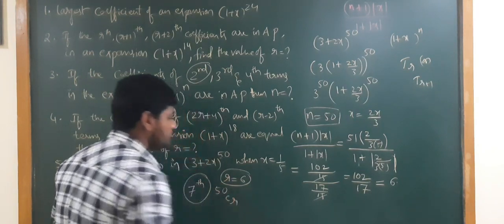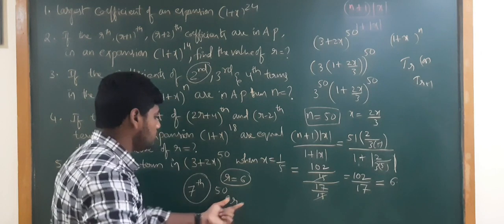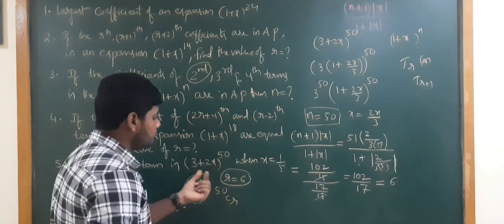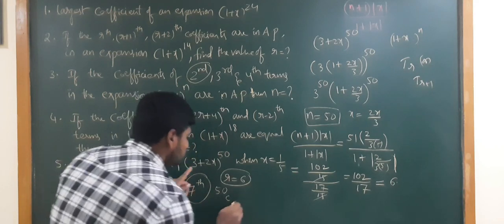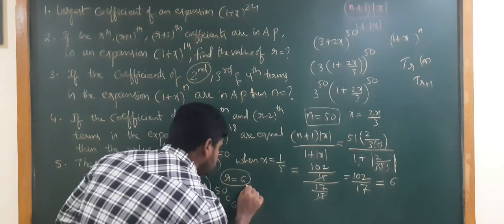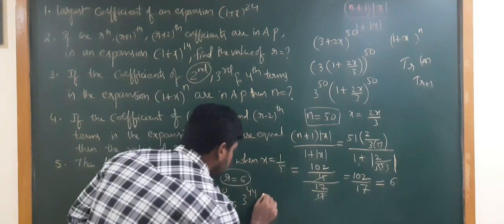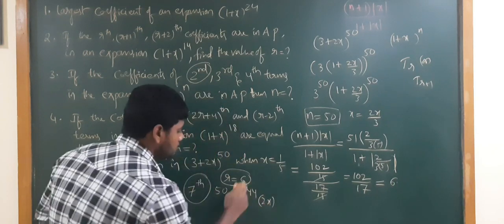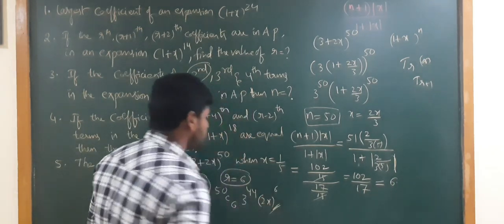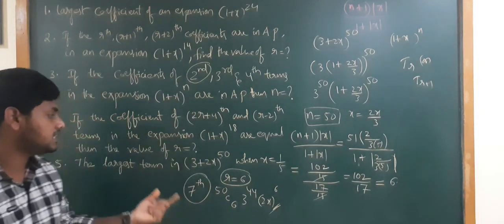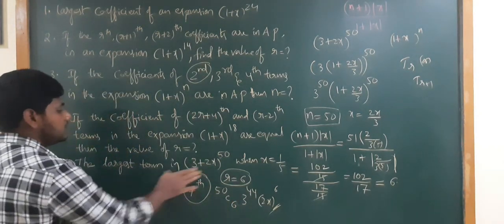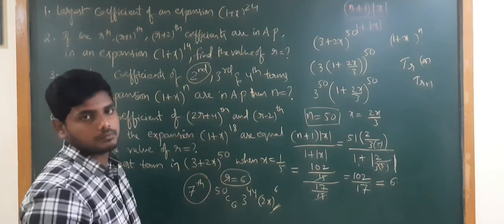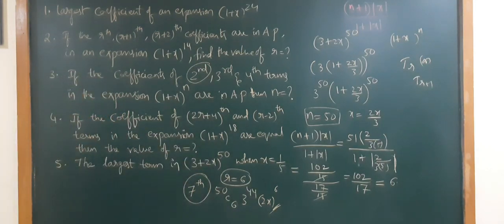So 50Cr into 3 to the power of 50 minus 6, here the r value 6 we got, right? So 50C6 into 3 to the power of 50 minus 6, that is 44, into 2x to the power of 6. If you expand this, this will be the largest term in the expansion. Again, if you want to understand clearly about the largest term, we will do another example. Pause the video to note it down.